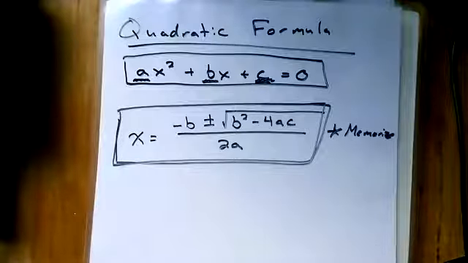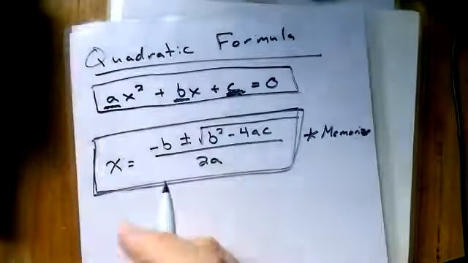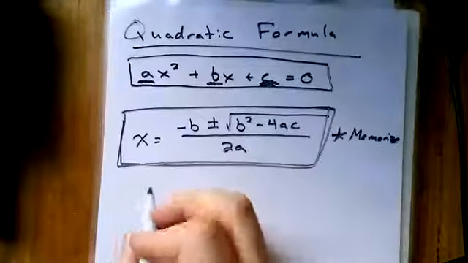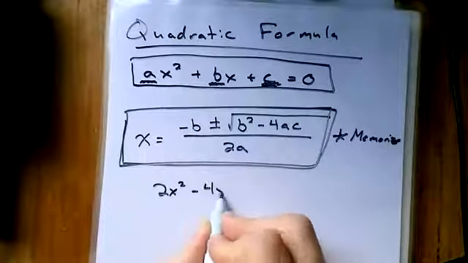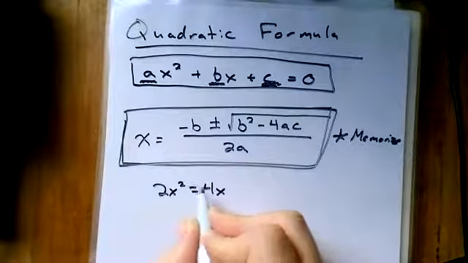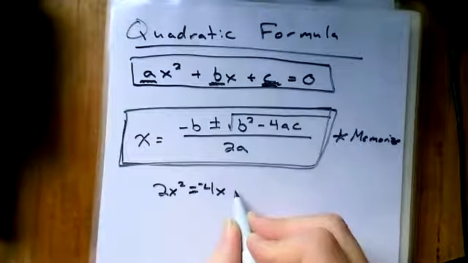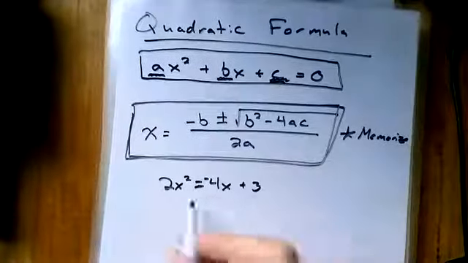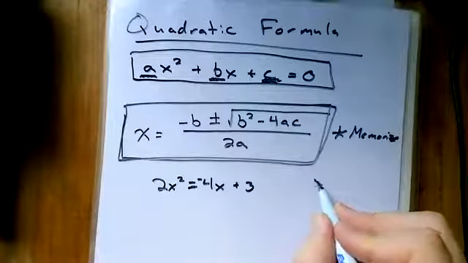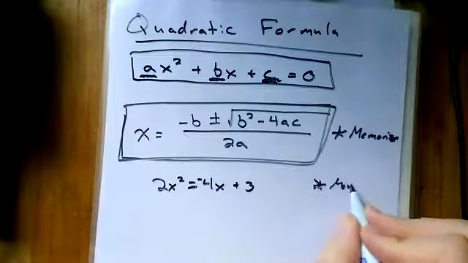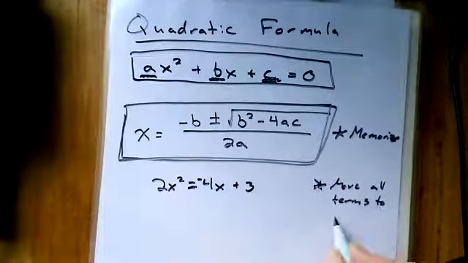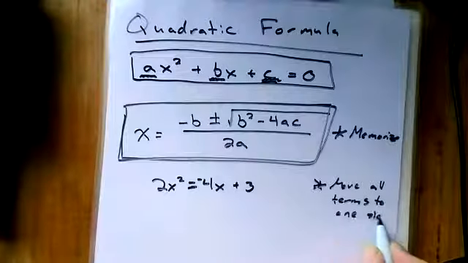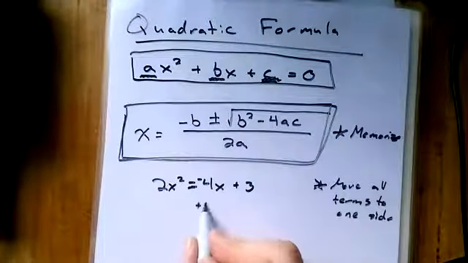So let's say we have something that we may or may not be able to solve. I'm going to take an equation like 2x squared is equal to negative 4x plus 3. So the first thing that we're going to do is move all of our terms to one side. So here I'm going to go ahead and add 4x to both sides.